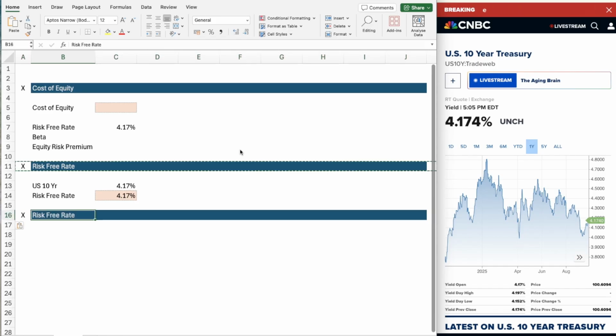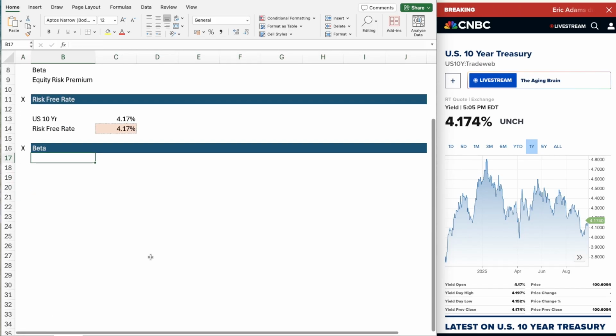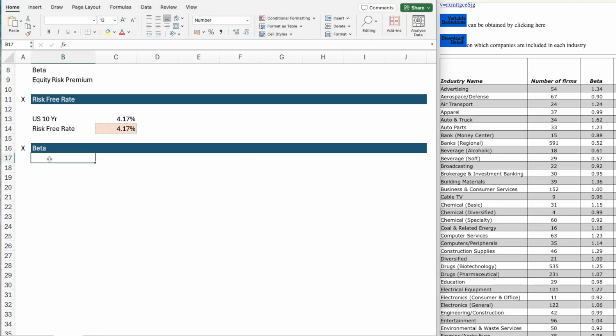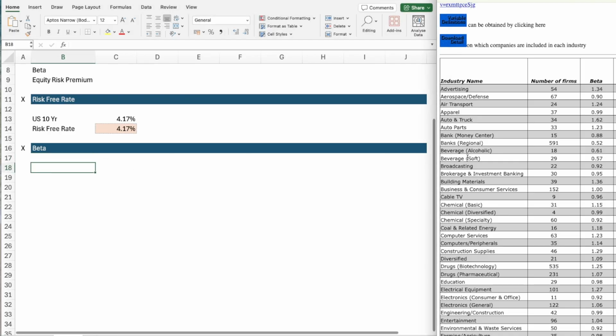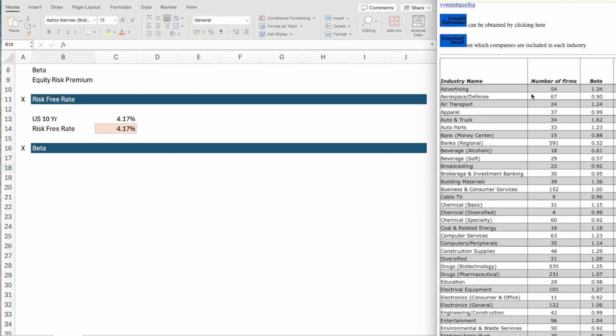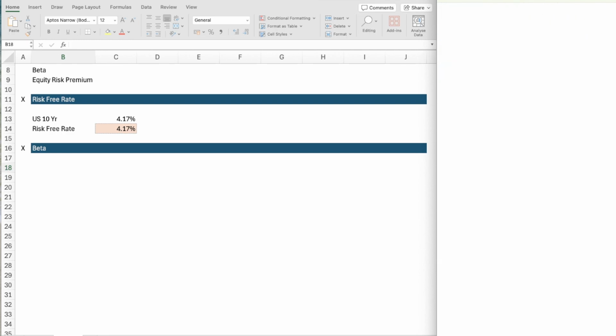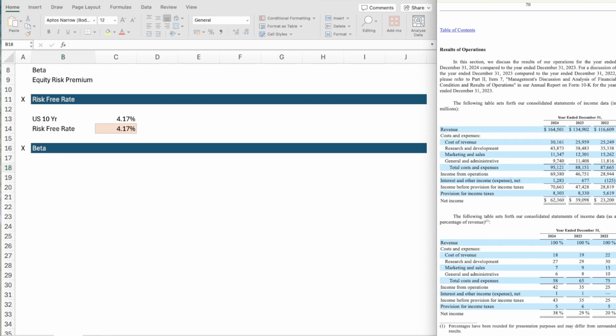What's the next one? The beta. Now, what we're going to do is, yeah, we need to fill this out. We need to decide where the category that Meta generates its revenues from. And to be honest, I think most of it is going to be advertising. But let's just have a quick look.